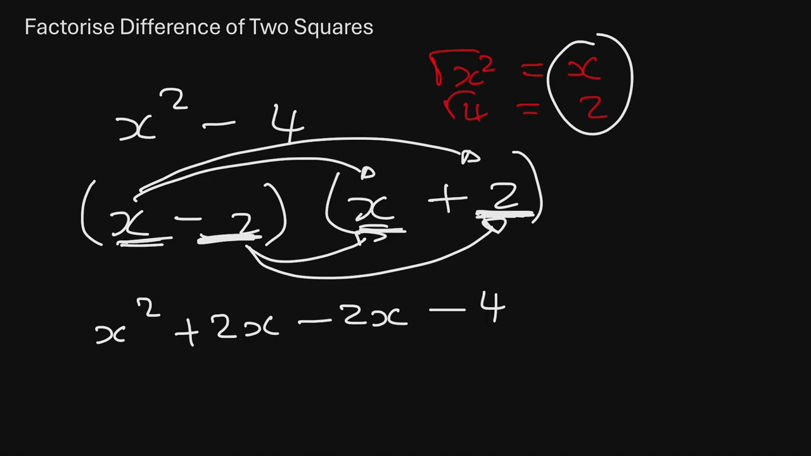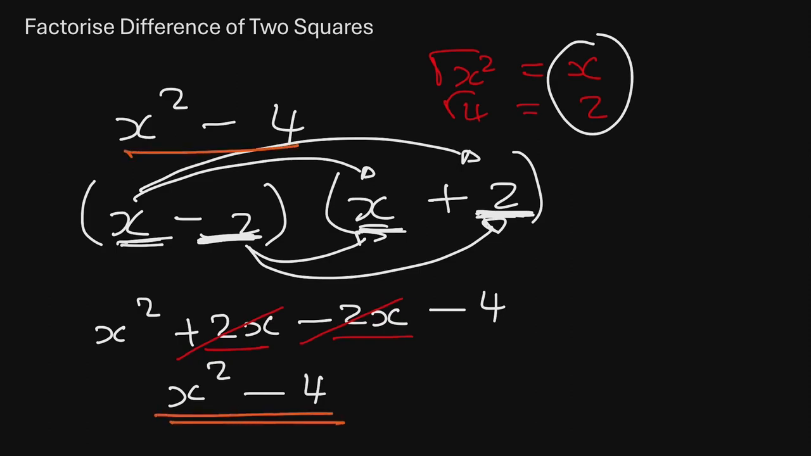So we can clearly see that we have x squared, and then 2x minus 2x, which is going to cancel out. Therefore, what you're going to be left with is x squared minus 4. So our answer is the same thing as the problem. Therefore, we have factorized that successfully. So that is how you factorize difference of two squares.